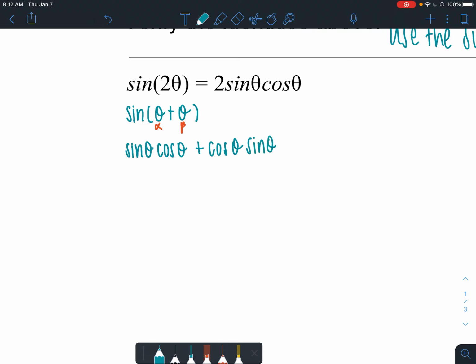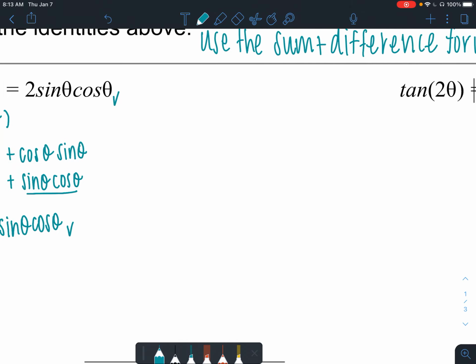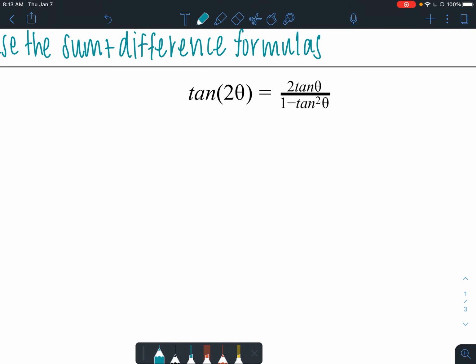All right, let's keep sine in front since we have that. So we have sine theta cosine theta plus sine theta cosine theta. All we did was switch those two out. And so then we have two sine theta cosine thetas, so that gives me 2 sine theta cosine theta, which is my identity. Okay, easy as that. Go ahead and take a look at this next one for a few seconds before we start it.